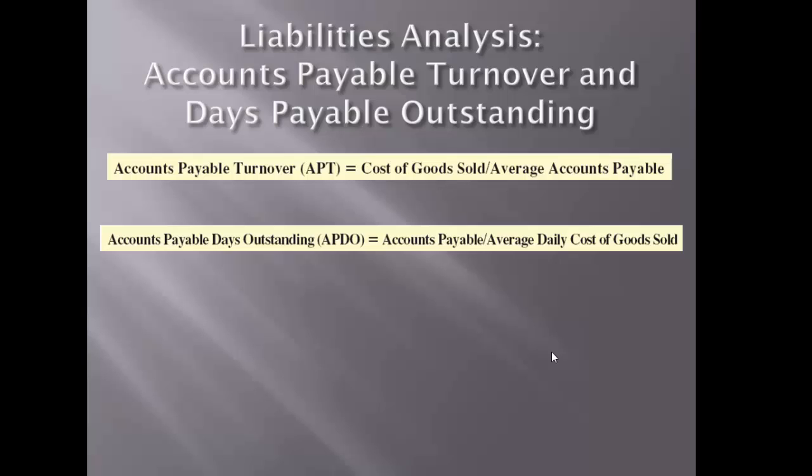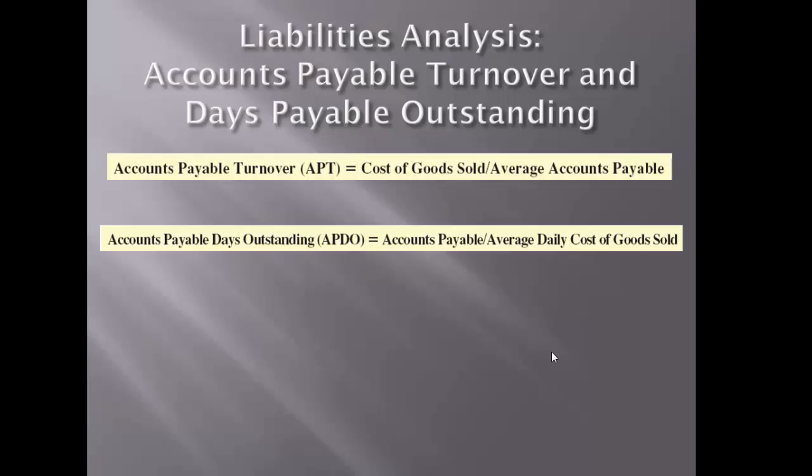Now, current liabilities are obligations that require payment within the coming year or operating cycle, whichever is longer. Generally, current liabilities are settled with existing current assets or operating cash flows.